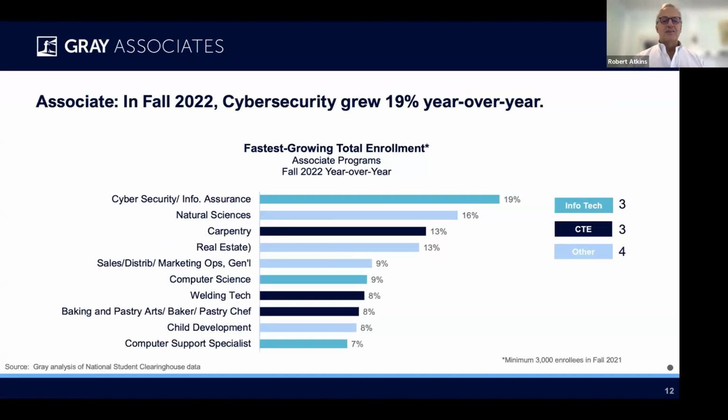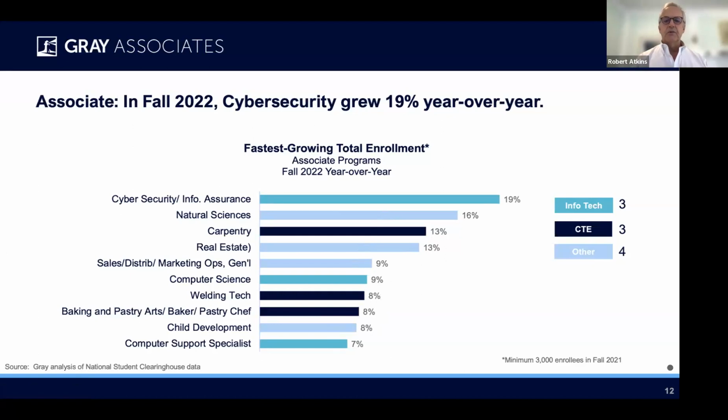Now let's look at the associate level. I mentioned checking cybersecurity, and there it is again, 19% growth year over year. Infotech took 3 of the top 10 slots, with computer science at 9%, computer support specialist up 7%. Career and technical education also did well, up 13% for carpentry, 8% for welding, 8% for bakery and pastry chef. And then we have a variety of other things. Natural sciences up 16%, real estate up 13%, operations management up 9%, and child development up 8% year over year.